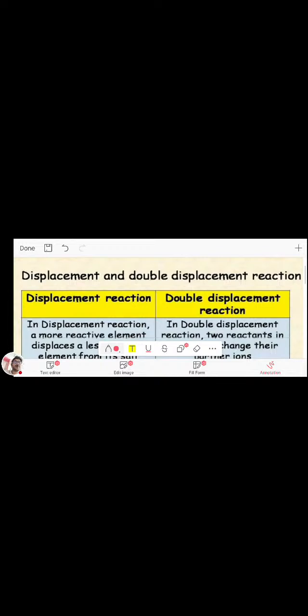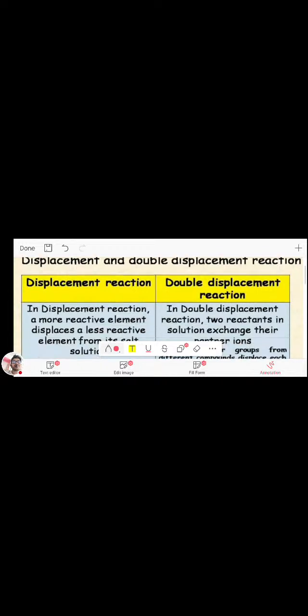So displacement and double displacement. What is a displacement reaction? More reactive element displaces less reactive element from its salt solution. Displacement means a reaction in which more reactive element displaces less reactive element. Double displacement means two reactant solutions exchange their ions. Exchange of ions takes place in double displacement reaction.